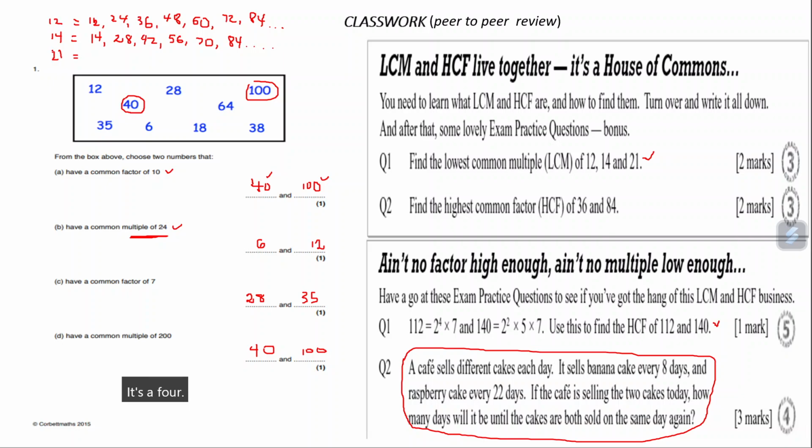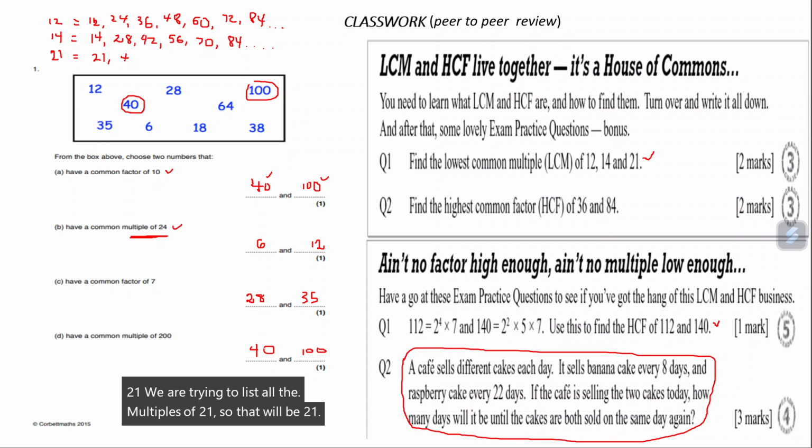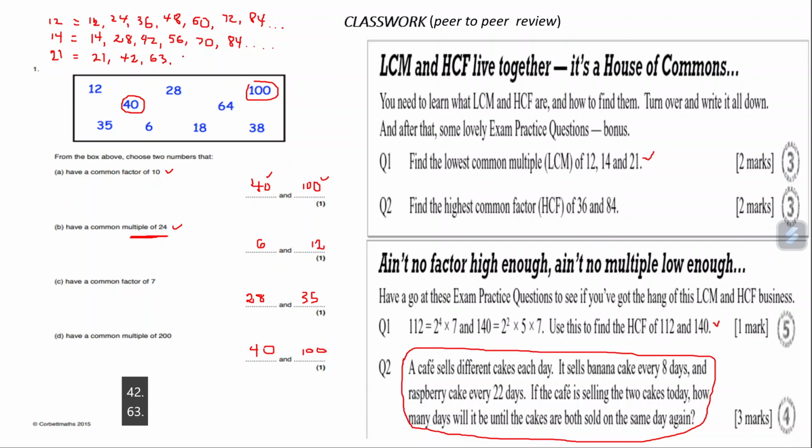The next one is 21. We are trying to list all the multiples of 21. So that will be 21, 42, 63, 84, then 96, and so forth.